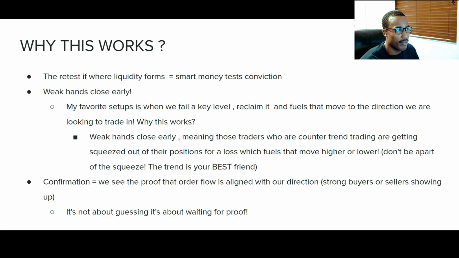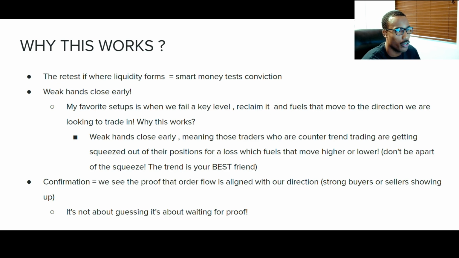But the retest is where liquidity forms. This is smart money testing conviction. Weak hands close early. You always hear me say this. My favorite setups are on the pullback. When we fail that key level, we reclaim it, and that fuels that move in the direction we are looking to trade in. Why does that work? Weak hands close early, meaning those traders who are counter-trend trading are getting squeezed out of their positions for a loss, which does what? Fuels that move higher or lower.